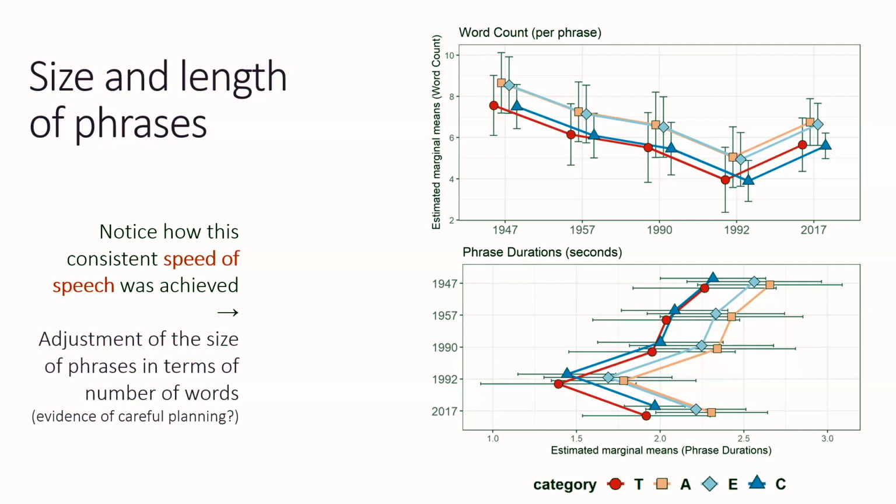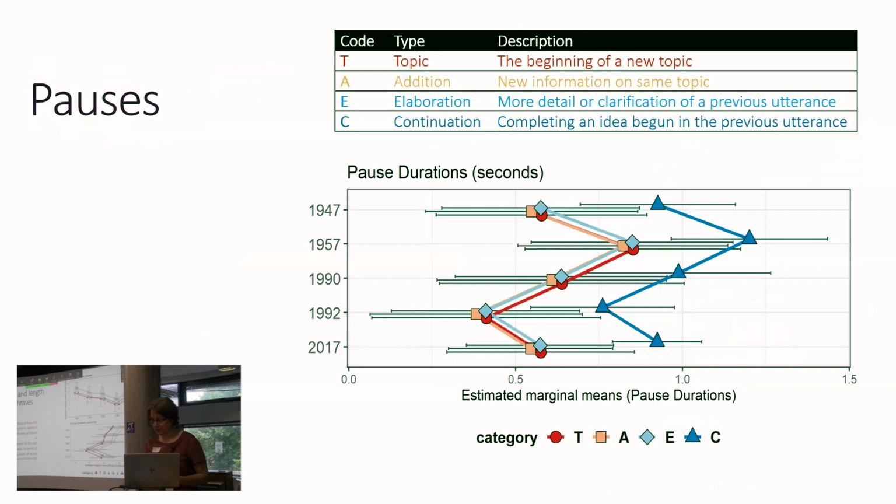So it looks like whatever she was doing, she was adjusting the size of the phrases in terms of the number of words. And perhaps she deliberately said, right, I'm going to just slow down a bit and I'm going to have shorter phrases over time. We don't know. I'm speculating. So that's the only difference: in that one speech, the phrases are shorter and they've got fewer words in them. And that is a way of sticking to the same speed.